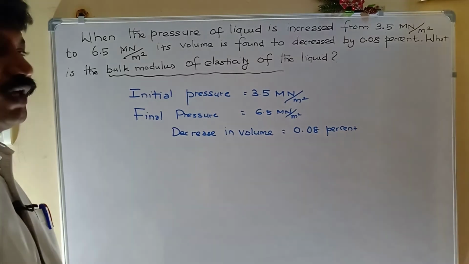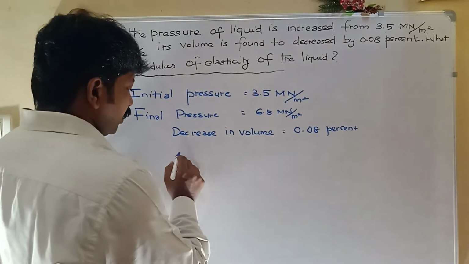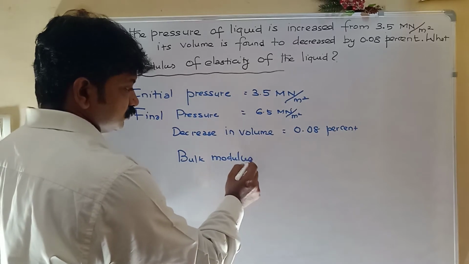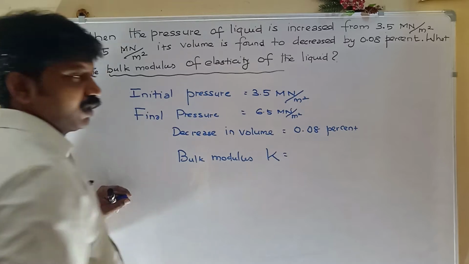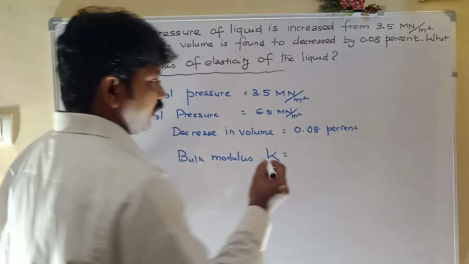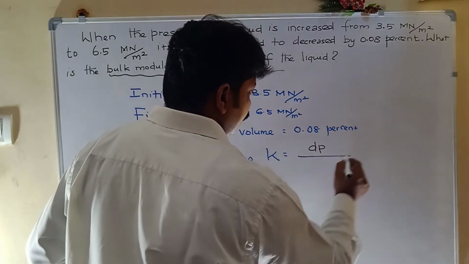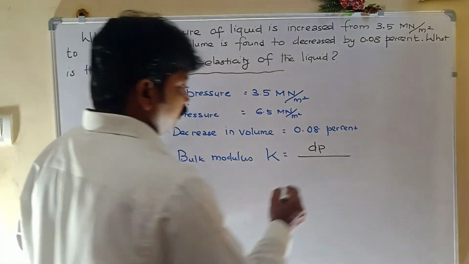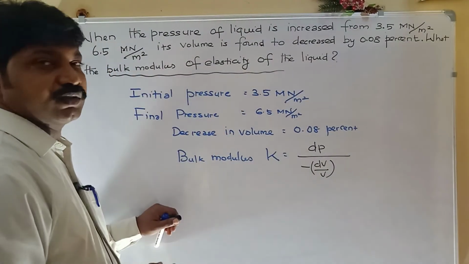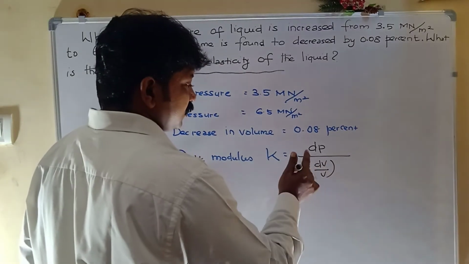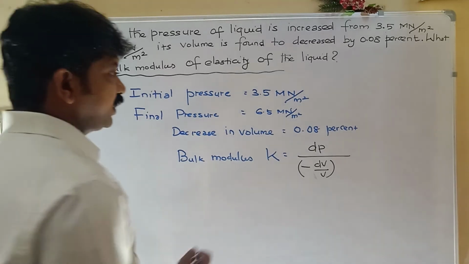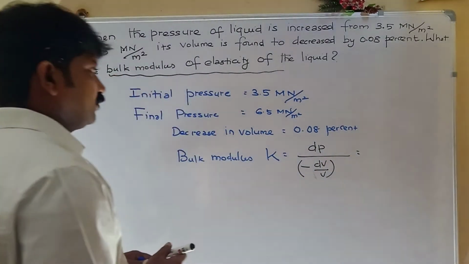So what is the bulk modulus of elasticity of the liquid? Bulk modulus K equals the increase in pressure dP divided by the volumetric strain, minus dV by V. This negative symbol represents the decrease in volume with increase in pressure. So how to calculate the increase in pressure?